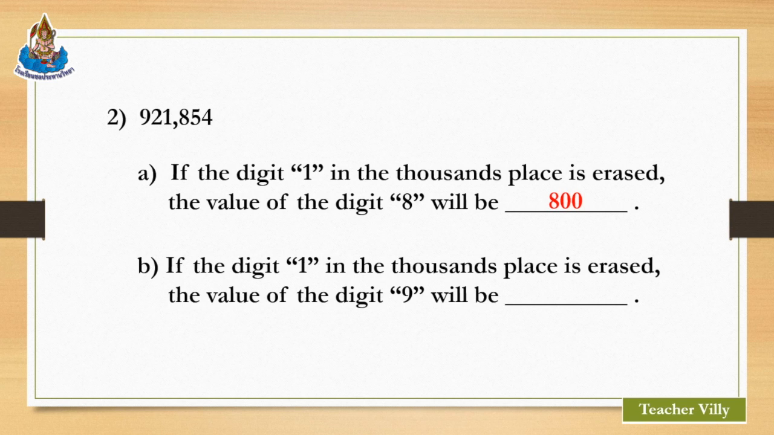If the digit 1 in the thousands place is erased, the value of the digit 9 will be. So what will be the value of the digit 9 if we erase the digit 1? 30 seconds. Timer starts now.